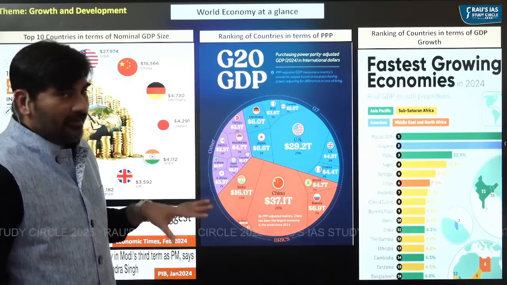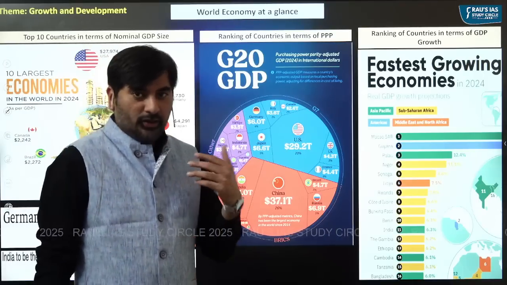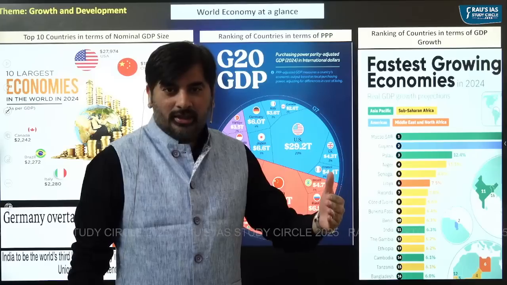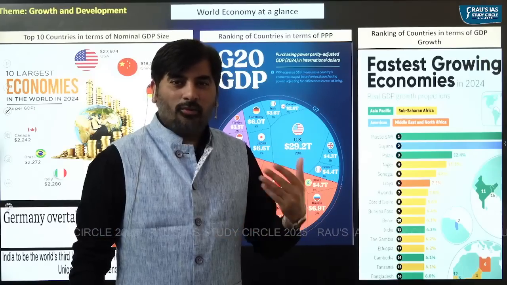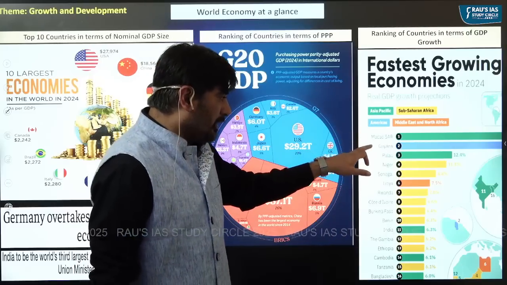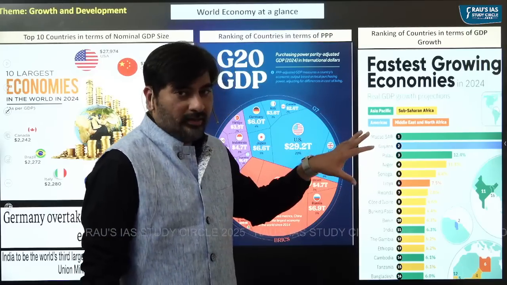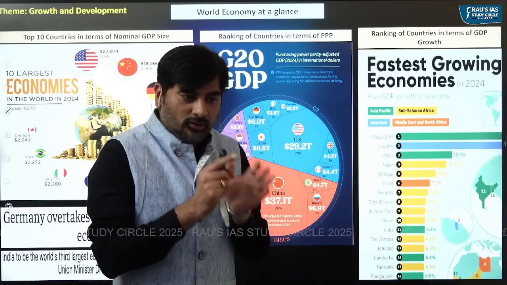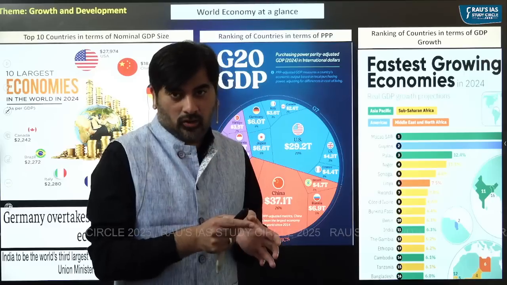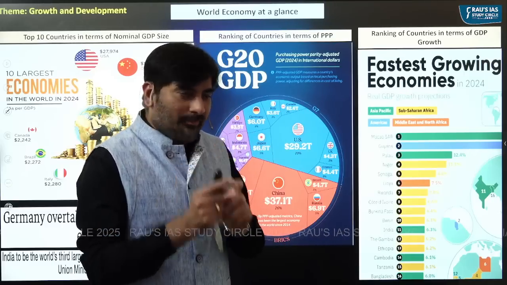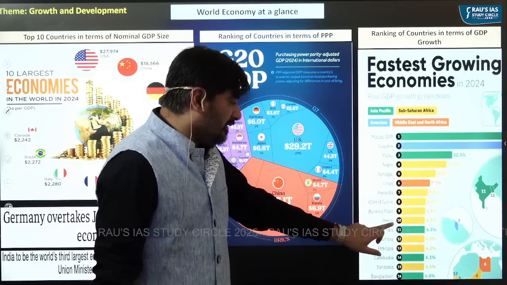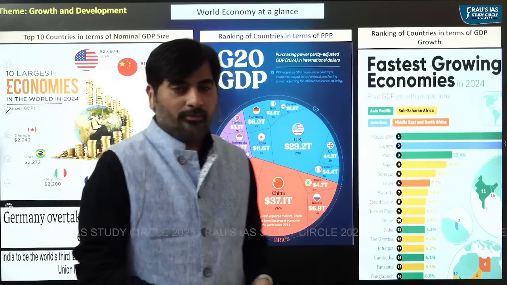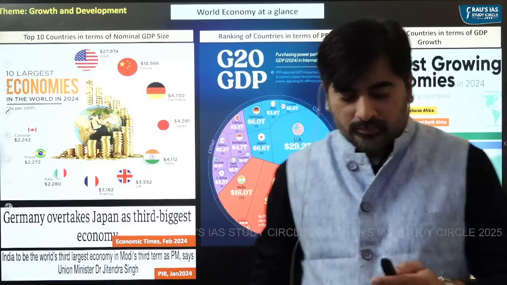And if you rank countries in terms of their GDP growth rate, the countries which have the highest GDP growth rate are usually the smaller economies like Macau, Guyana, Palau, and so on. But if you look at the GDP growth rate among the major economies, big economies, among the major economies, India is ranked at the first place. So these are some prelims pointers that you should know.